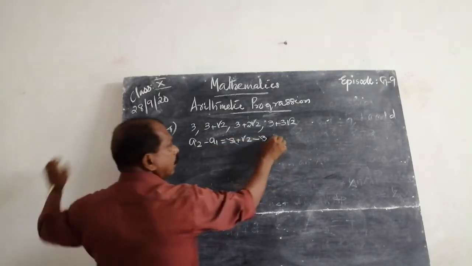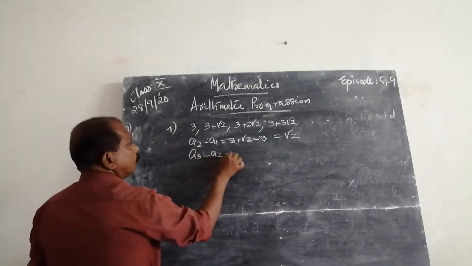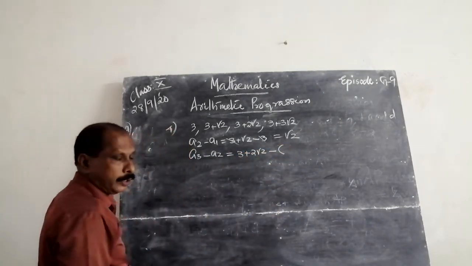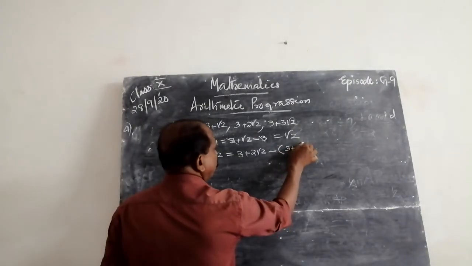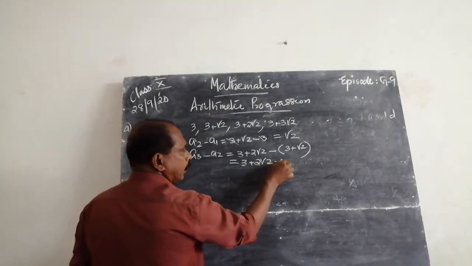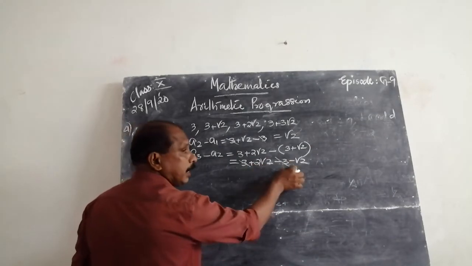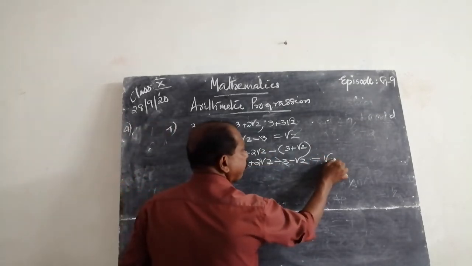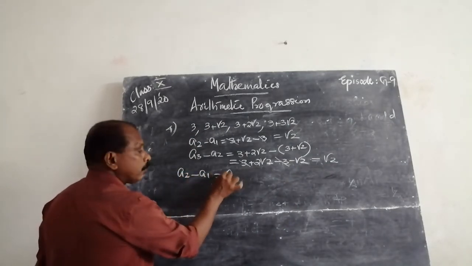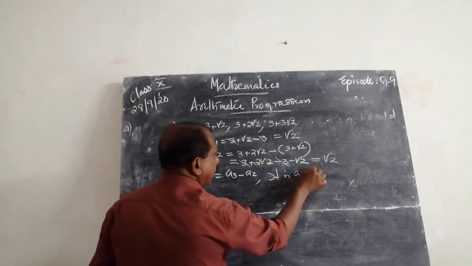Then, similarly, A2 minus A1 is equal to 3 plus root 2 minus 3. 3 cancels. We get root 2. A3 minus A2 is equal to 3 plus 2 root 2 minus, we take the brackets, 3 plus root 2, that is equal to 3 plus 2 root 2 minus 3 minus root 2. 3 cancels. 2x minus x, that is x. This is root 2. They are same. Therefore, A2 minus A1 is equal to A3 minus A2, therefore it is an AP.